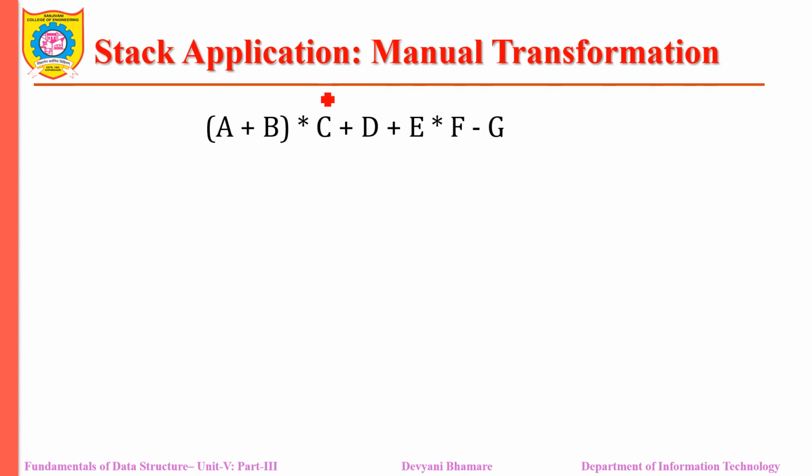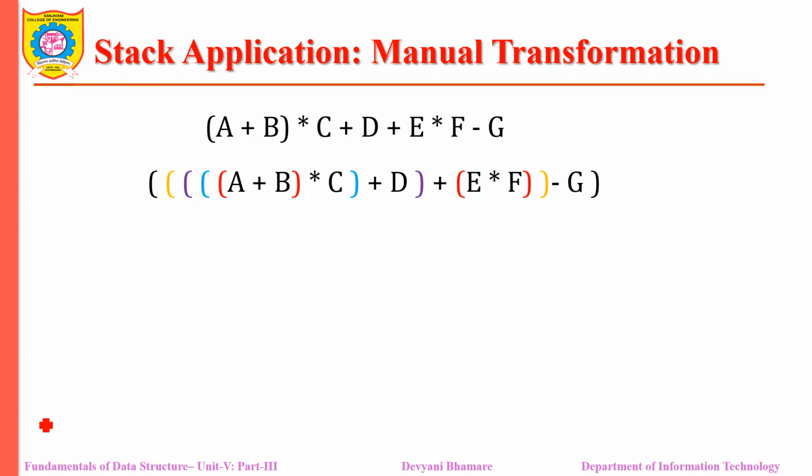So here the multiplication operator has higher precedence. Then again we are saying that E multiplied by F will be evaluated first. And then by the associativity, these operators will be evaluated first, right? Then the plus and minus operators will be executed. So this is the resultant parenthesization we are getting.